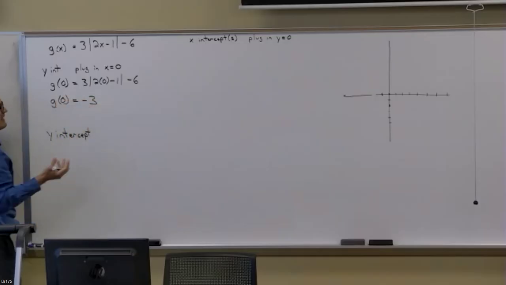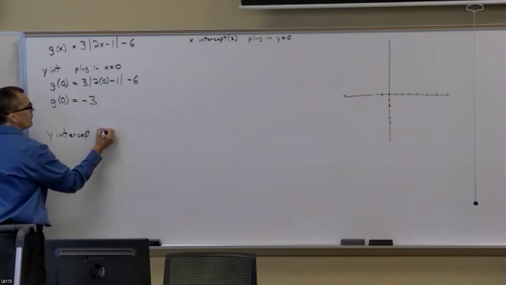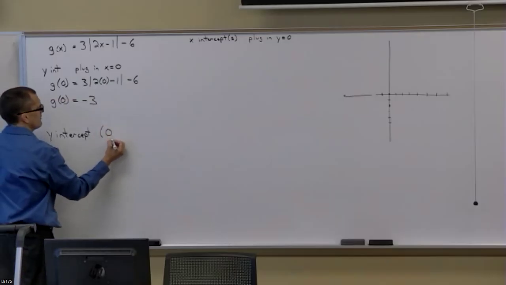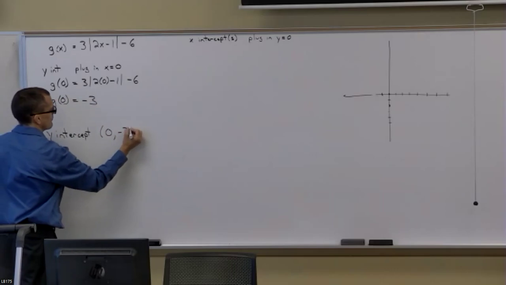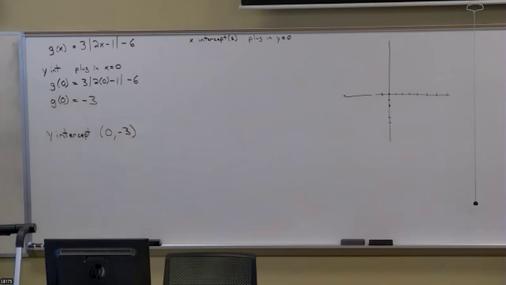You can also type that in on your calculator if you want to do that. Just have to use the absolute values. That's fine. That's a function on a calculator. So that means the y-intercept is 0, -3. I'll show you that when I drop down the screen and graph.